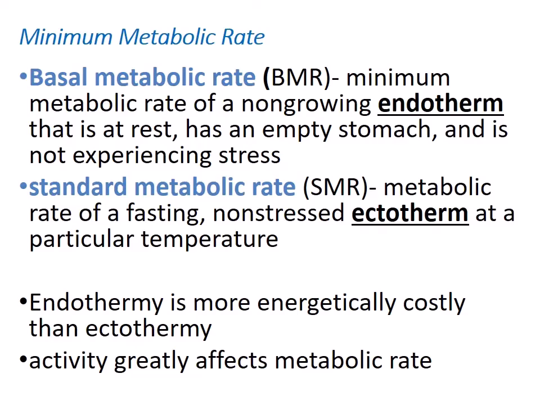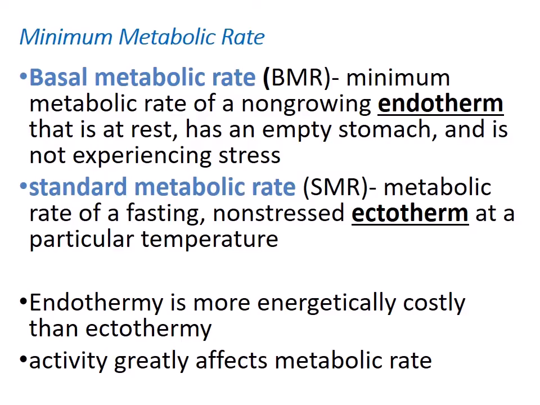So when it comes to your minimum metabolic rate, an endotherm and an ectotherm are going to have a different minimum metabolic rate. Remember, endotherms rely on breaking down their food in order to maintain their body temperature, and an ectotherm largely has behavioral adaptations to maintain their body temperature. So the minimum metabolic rate of a non-growing endotherm at rest with an empty stomach that is not experiencing stress is called the basal metabolic rate. If you're an ectotherm, your metabolic rate, if you're fasting and non-stressed, is called your standard metabolic rate. And then endothermy is going to be more energetically costly than ectothermy because, again, an endotherm has to maintain their body temperature by breaking down their food.